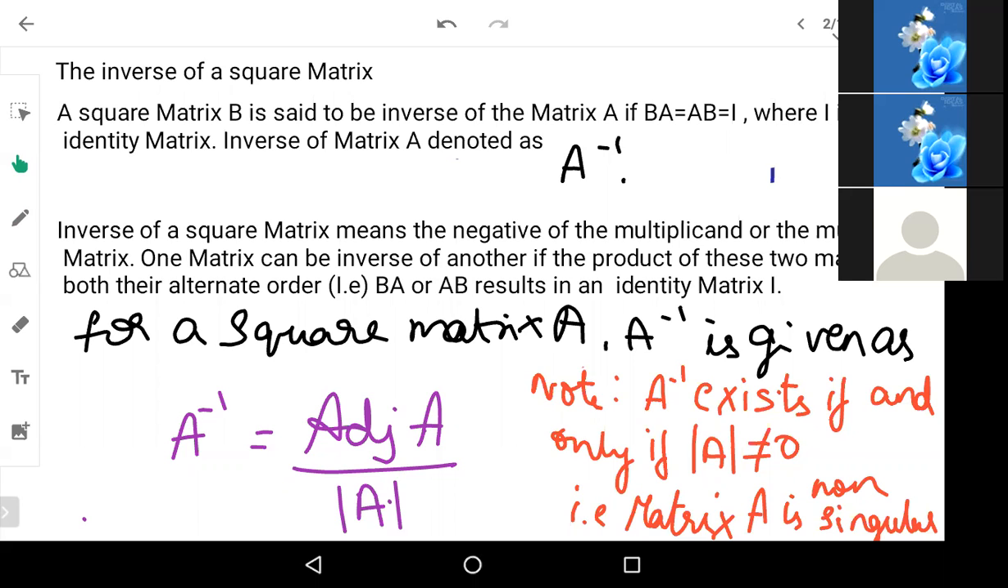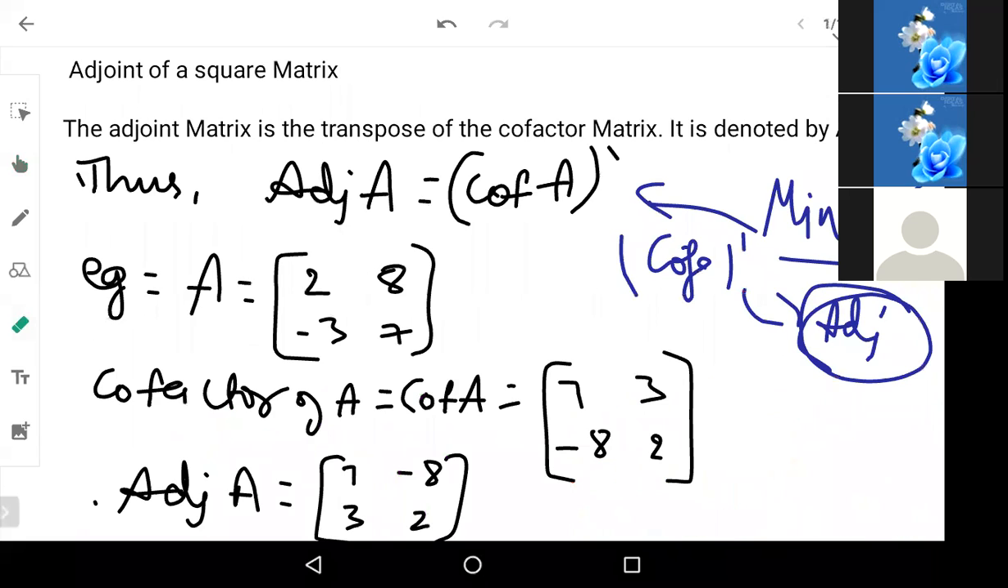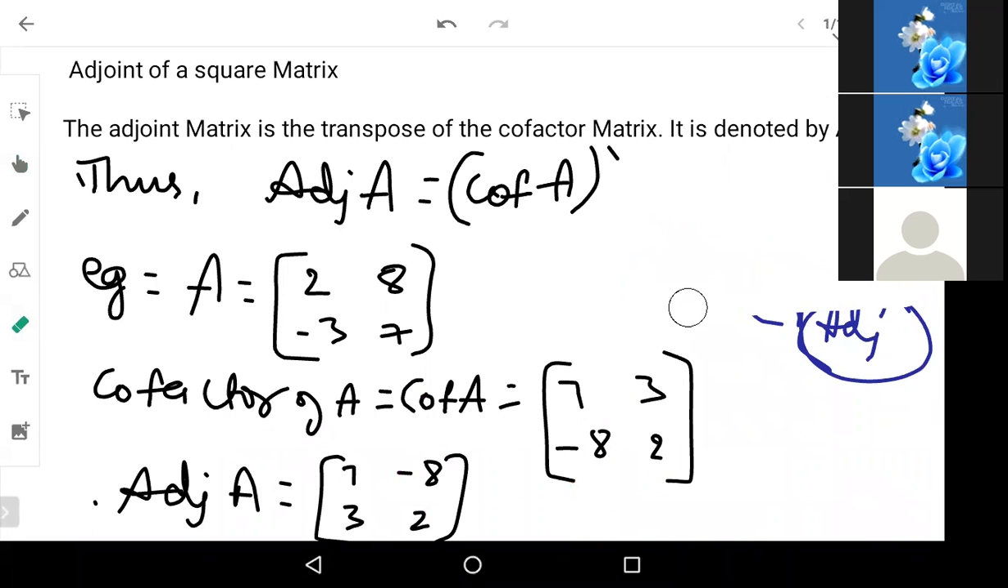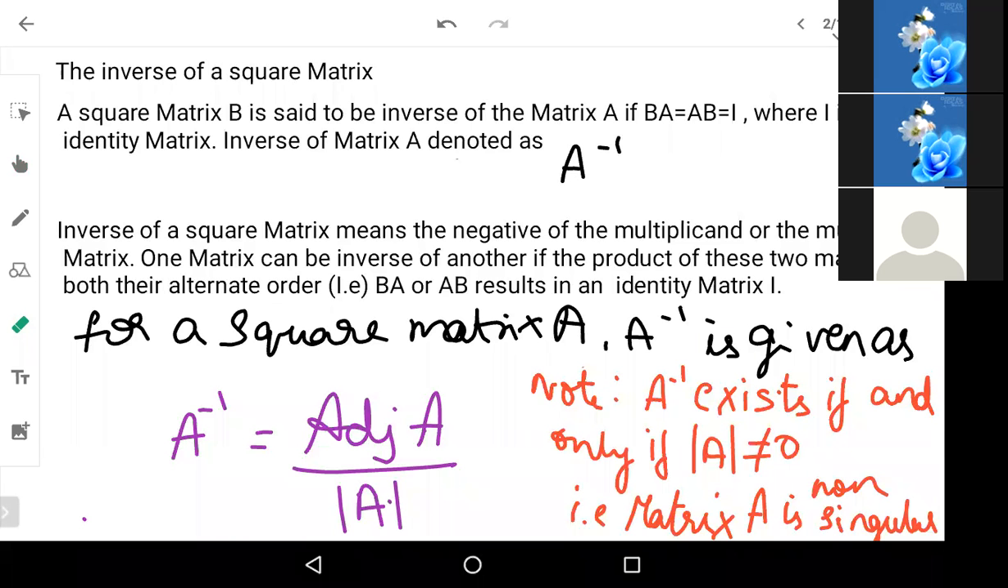Clear? Understood? We'll go to the problems for you to get more idea, but until here the concept, did you understand? Yes or no?